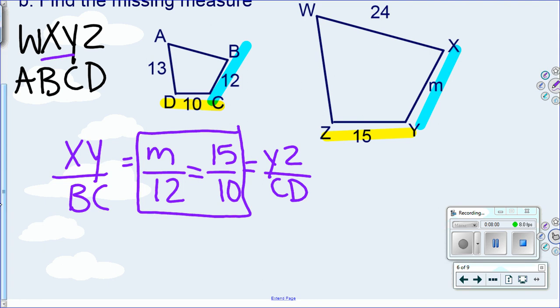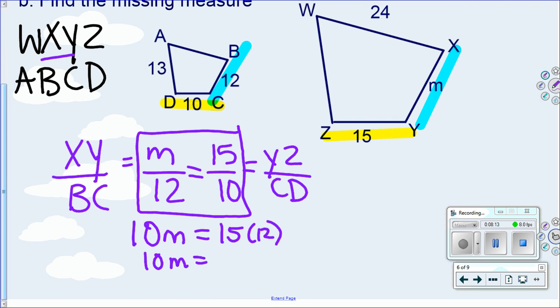So how do I solve for M? You cross multiply. So I have 10M equals 15 times 12. What is 15 times 12? What is M? 18. Because they're similar, you can solve for a missing side.